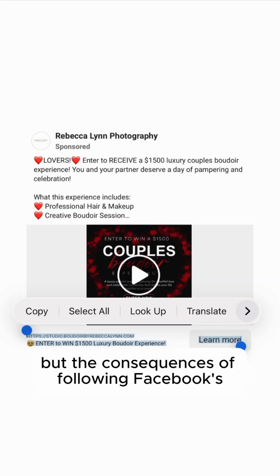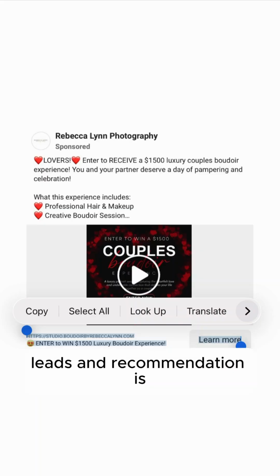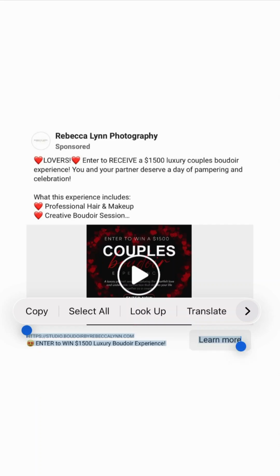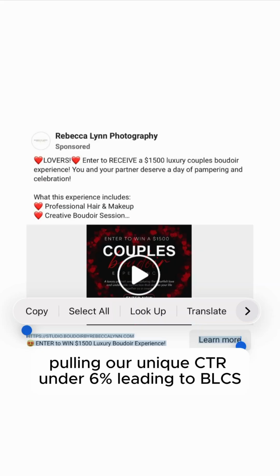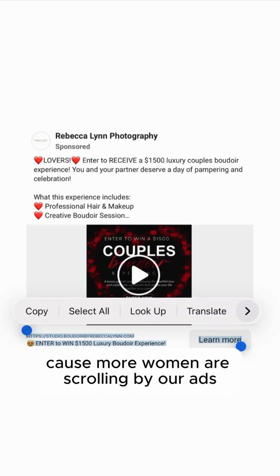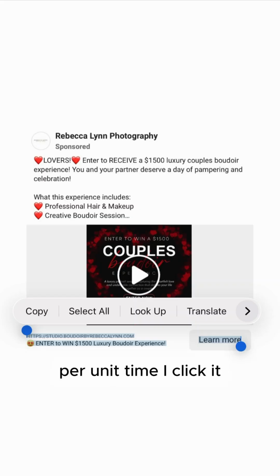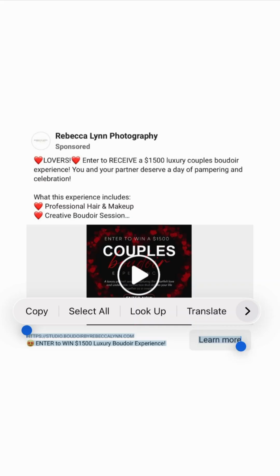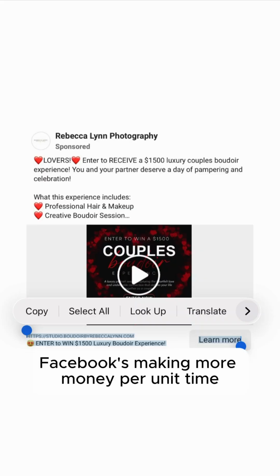But the consequences of following Facebook's leads and recommendation is more women scrolling by our ad than necessary, pulling our unique CTRL under 6%, leading to BLCS. And on the flip side, Facebook gets to serve more ads per unit time because more women are scrolling by our ads per unit time, not staying to click somewhere and read more. And so Facebook's making more money per unit time. We're losing more money per unit time.